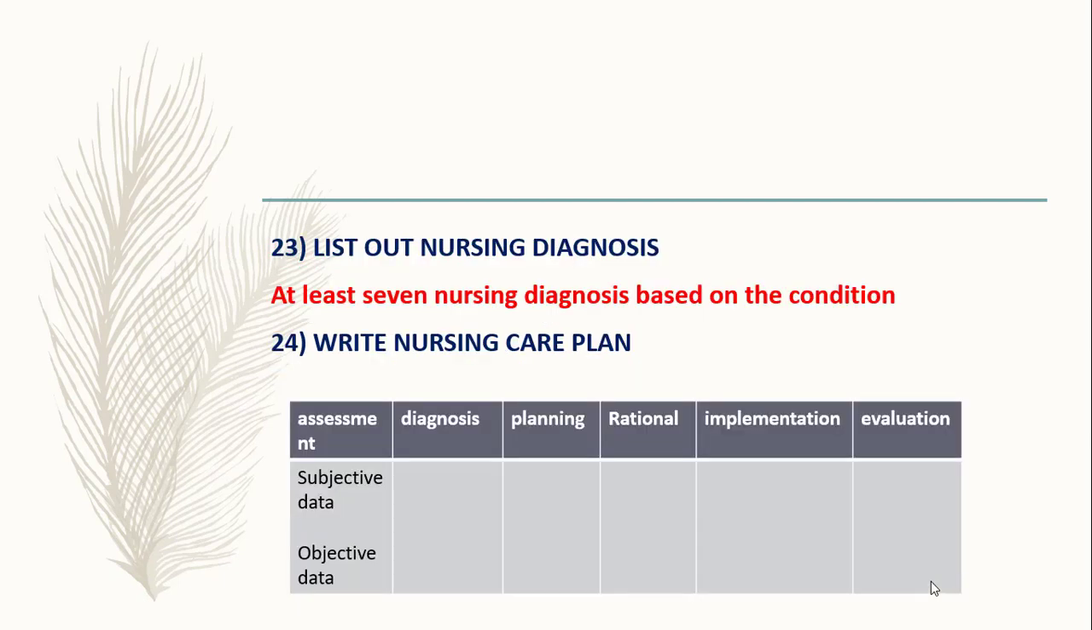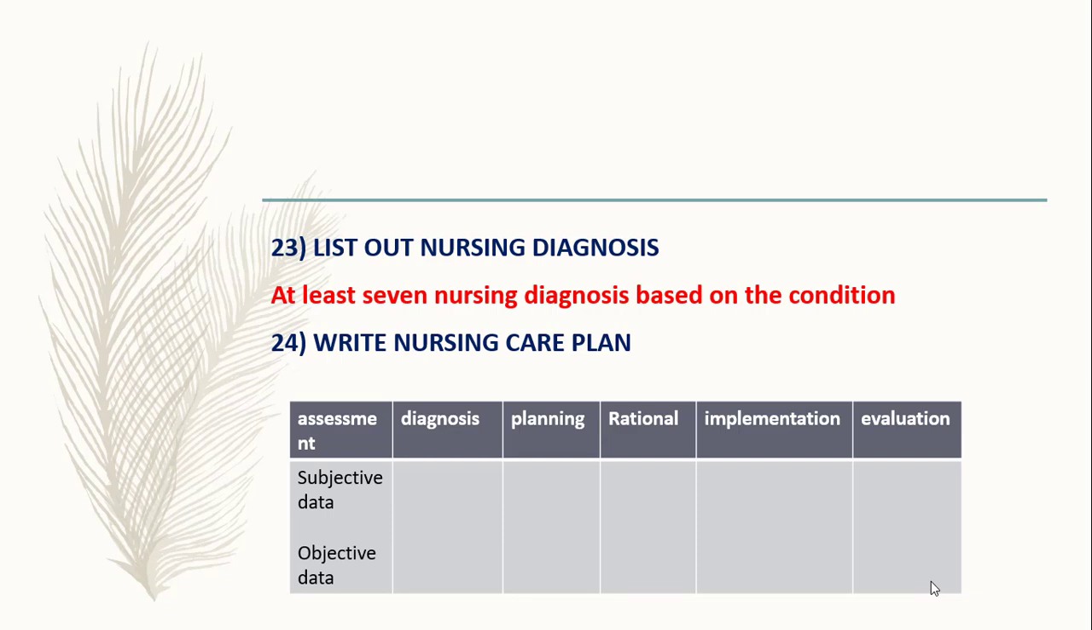Next is nursing diagnosis. So the next heading is nursing diagnosis. You have to list out the nursing diagnoses based on the condition. At least 7 nursing diagnoses you have to list out, and that should be priority based. Priority based means based on the needs of the patient, you have to list out the nursing diagnoses. Minimum 7 nursing diagnoses you have to list out. After nursing diagnosis, you can go to the next section of your case study, that is writing the nursing care plan.